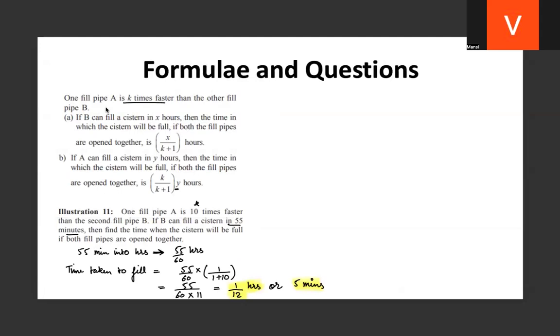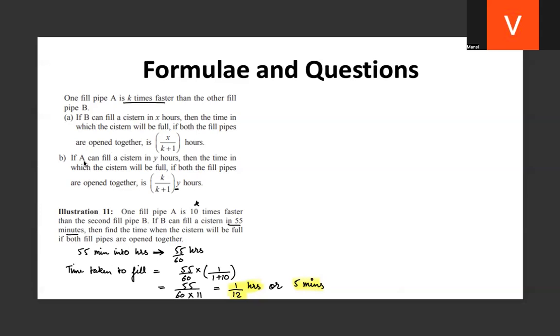Then one fill pipe A is K times faster than the other fill pipe, which is B. So it is the efficiency of the pipe. Now, one statement is: if B can fill a cistern in X hours, then the time in which the cistern will be full if both the fill pipes are open together would be X upon K plus 1.